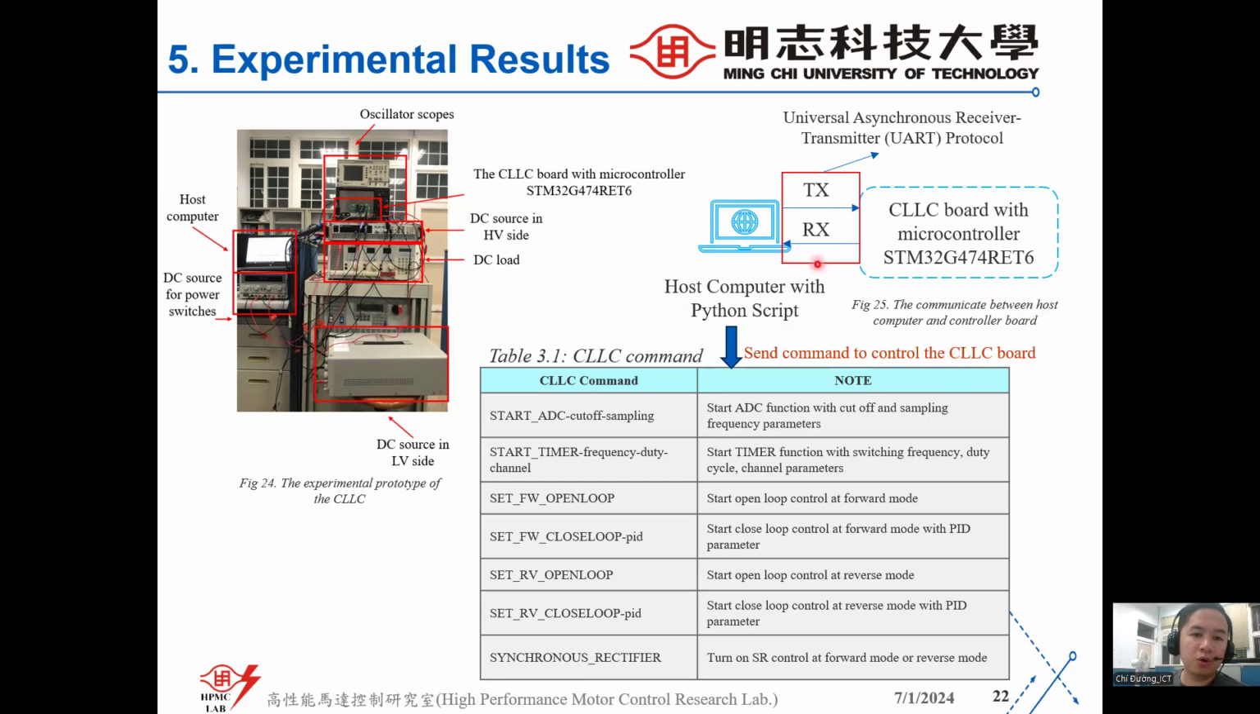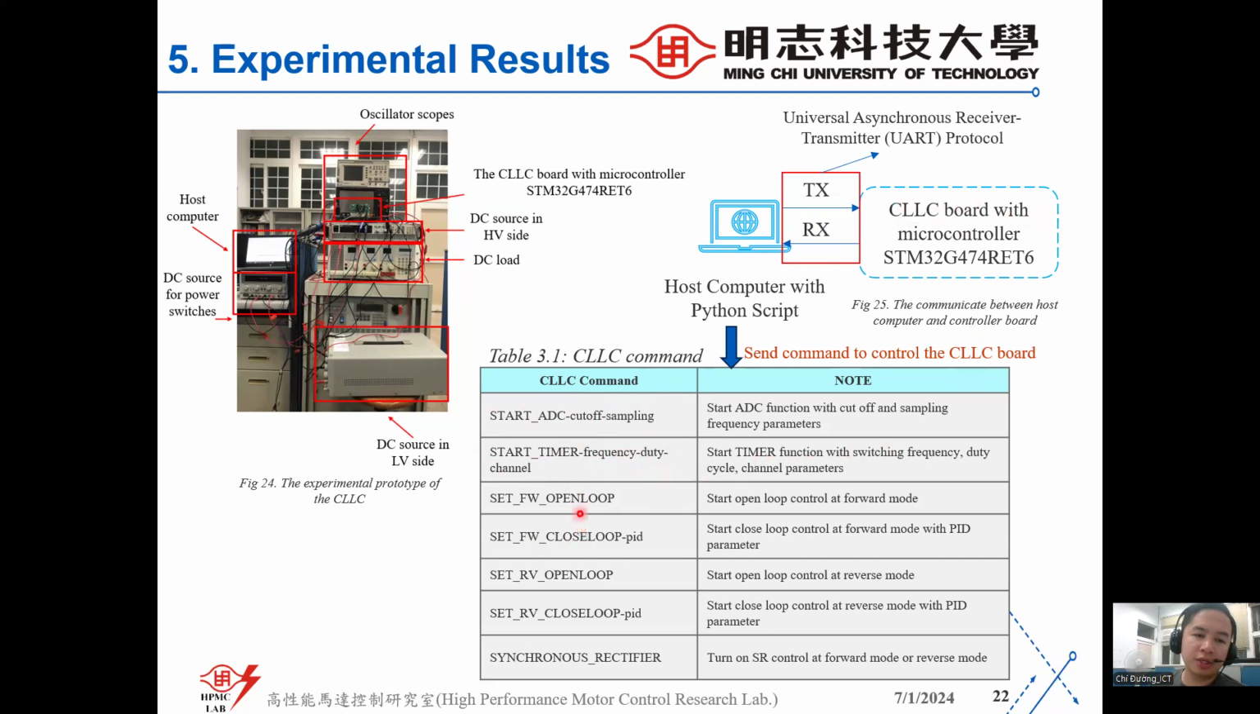The host computer will be built with the Python script and it will communicate with the CLC board via the UART protocol. And in the Python script, I will control the CLC board with CLC commands. I will start the timer. I will start the ADC, the cutoff parameter and sampling parameter. I also start the timer with the frequency, which is equal, and channel of the timer in the controller.